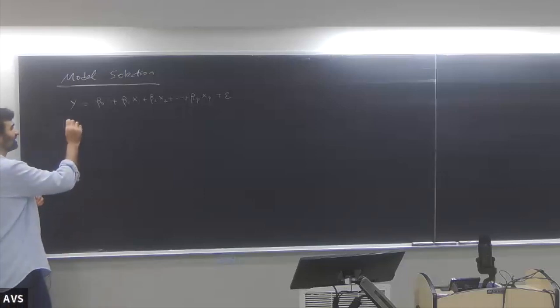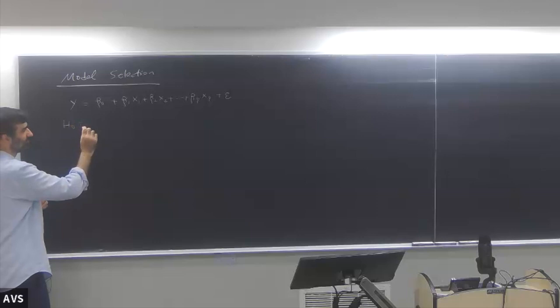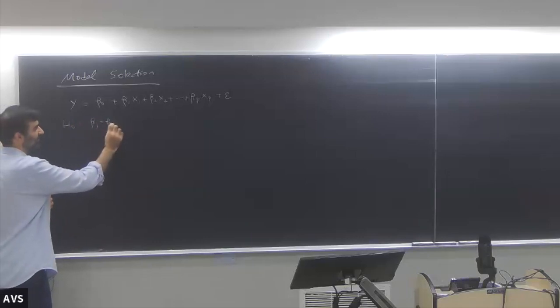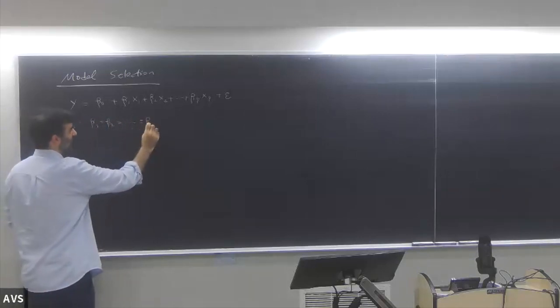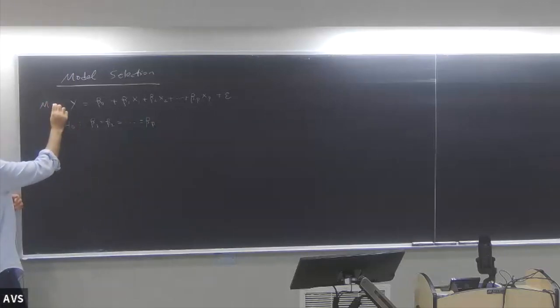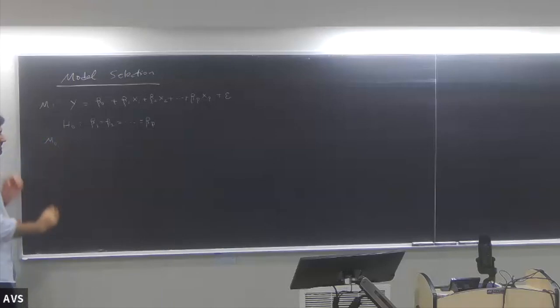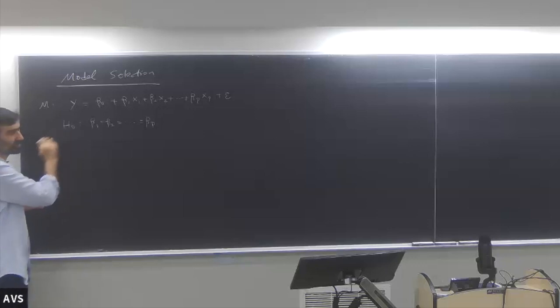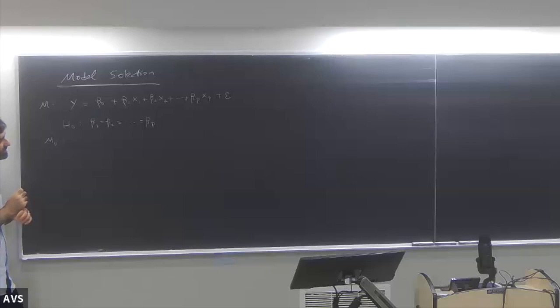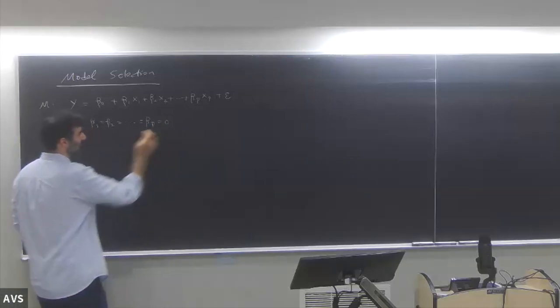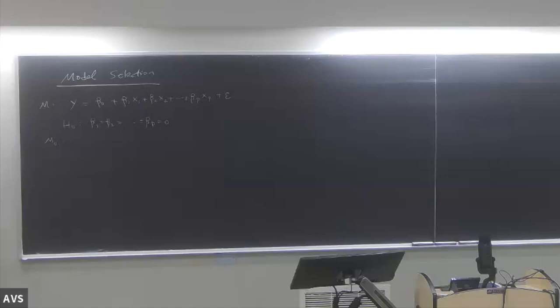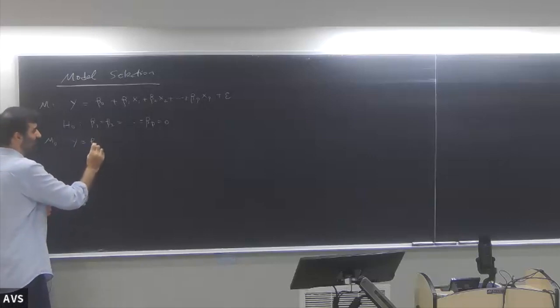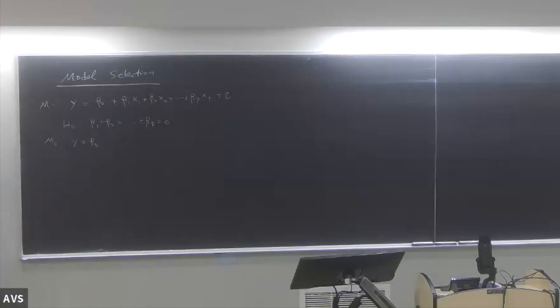So for example, if I test this hypothesis, and I call this model M, there is this model 0, the null model. So what is the corresponding model for this hypothesis? Actually, that's Y equal to beta 0. So this is the most basic model.